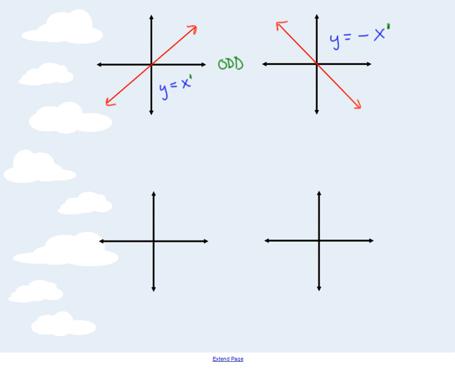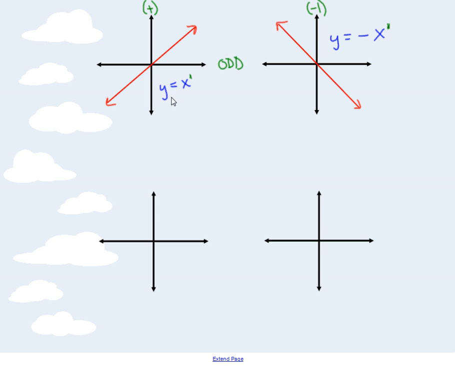So these two are my examples of if my exponent is odd. On the left is when it's positive. My leading coefficient is positive. On the right, my leading coefficient is negative. So these are both odd. This one is positive and odd. This one is negative and odd.